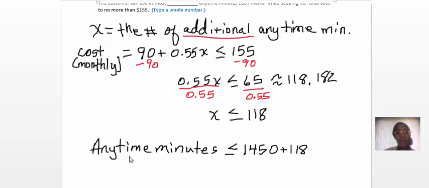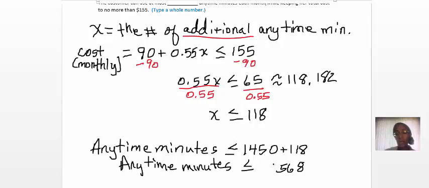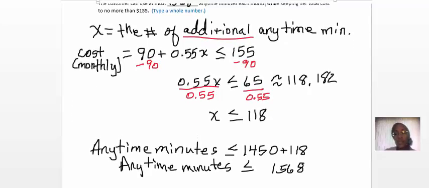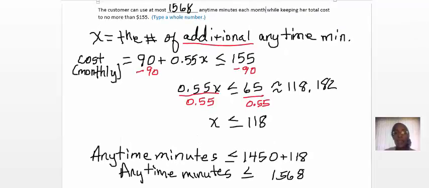So the anytime minutes needs to be less than or equal to 1,568 minutes. So that's the value that I'm looking for here, 1,568 anytime minutes. So what your inequality looks like depends on what you let your variable represent. I chose to do it this simple way of letting my x be the number of additional anytime minutes.